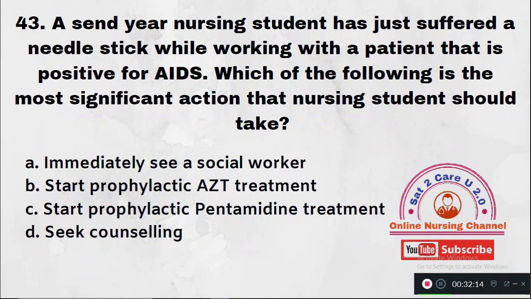A second year nursing student has just suffered a needle stick while working with a patient that is positive for AIDS. Which of the following is the most significant action that nursing student should take? Option A, immediately see a social worker. B, start prophylactic AZT azithromycin treatment. Option C, start prophylactic pentamidine treatment.